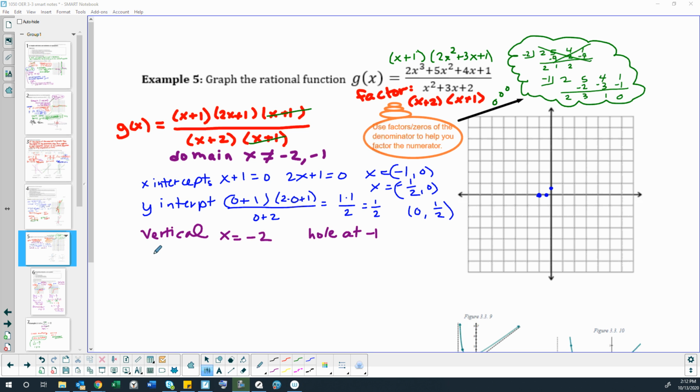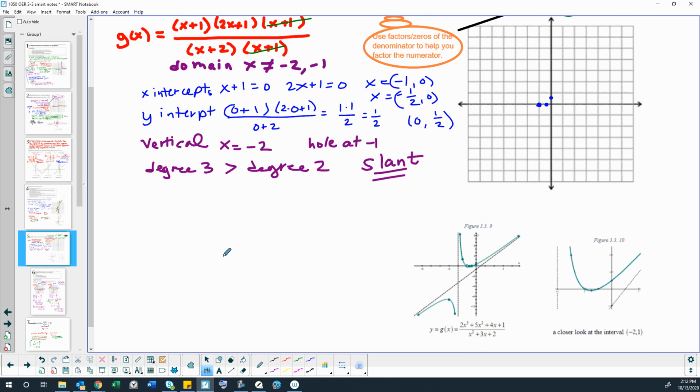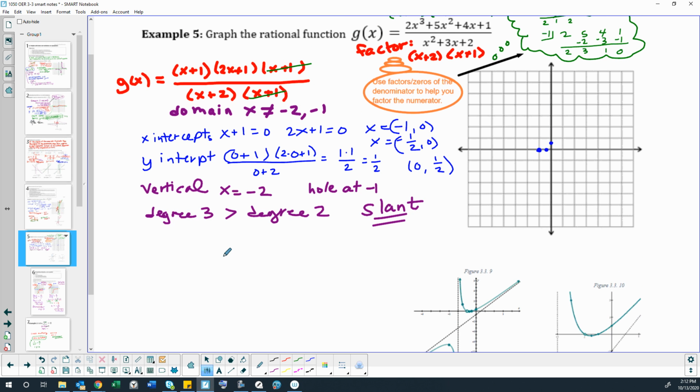Alright, next we have horizontal or slant. So we're going to look at the degree of the numerator, which is 3, which is greater than the degree of the denominator, which is 2. I'm looking at my original for that, but it works for the reduced as well, which would be degree 2 over degree 1. So that means it's going to be a slant asymptote, not a horizontal asymptote. So now, to find that slant asymptote, we need to do polynomial long division.